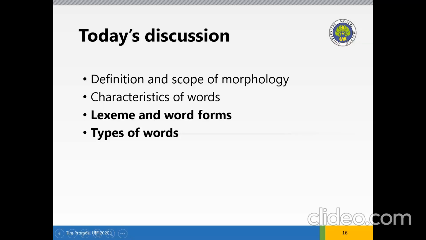Okay, so this is today's discussion. In the previous meeting, we learned about the definition and scope of morphology and then the characteristics of words. And today it will be about lexeme and word forms and types of words.